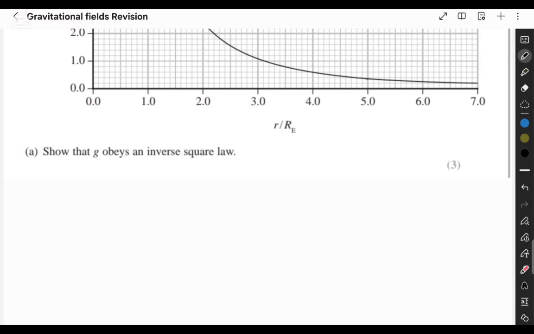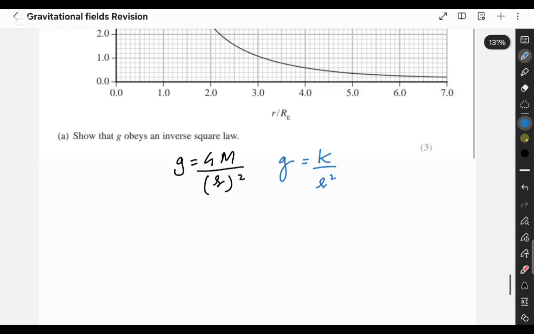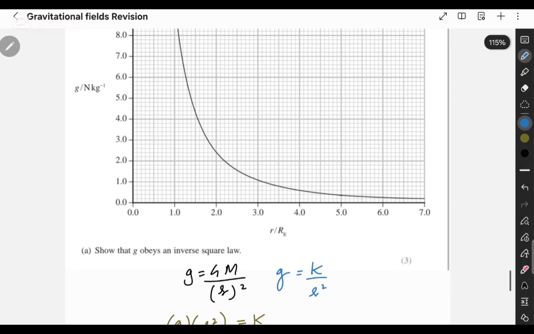So we know the formula of gravitational field strength is g equals GM over R squared, where g is the gravitational field strength and R is the separation, the distance from the center of one mass to the center of the other. So g is equal to k over R squared. All you have to do is g times r squared equals k. If you can show that for both points that gives you a constant, it means that it obeys the inverse square law. So I'm going to pick two values.